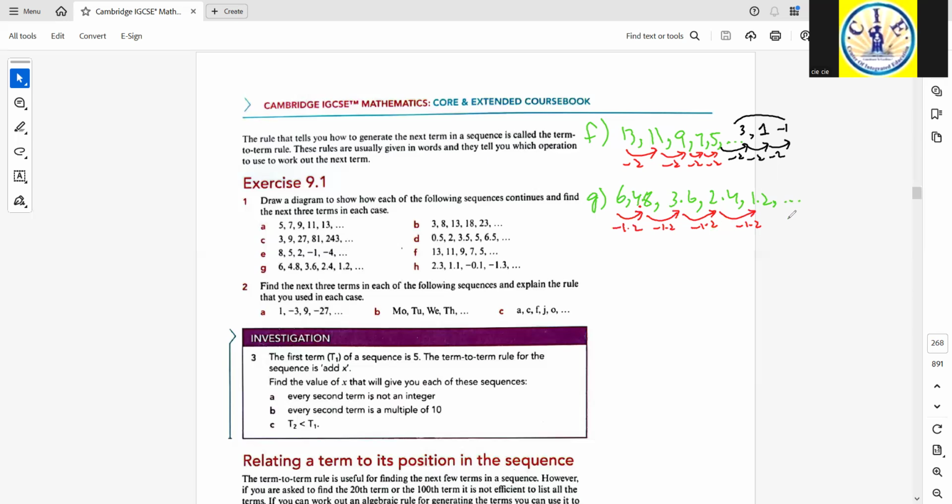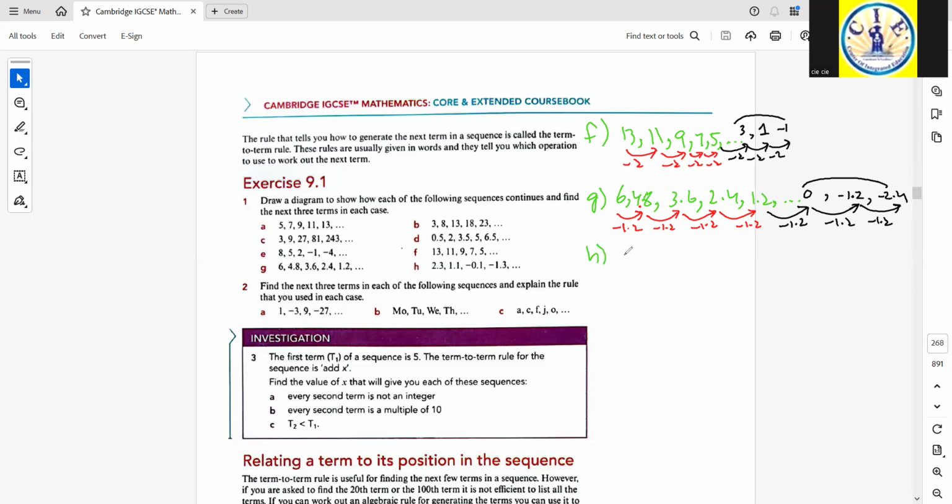So subtracting 1.2 again, that will give me 0. Subtracting 1.2 once again, that will give me negative 1.2. And subtracting 1.2 again, that will give me negative 2.4. So the next three terms of the sequence are 0, negative 1.2, and negative 2.4.